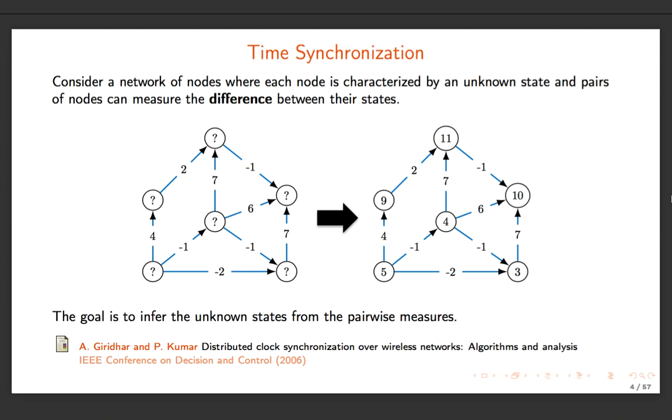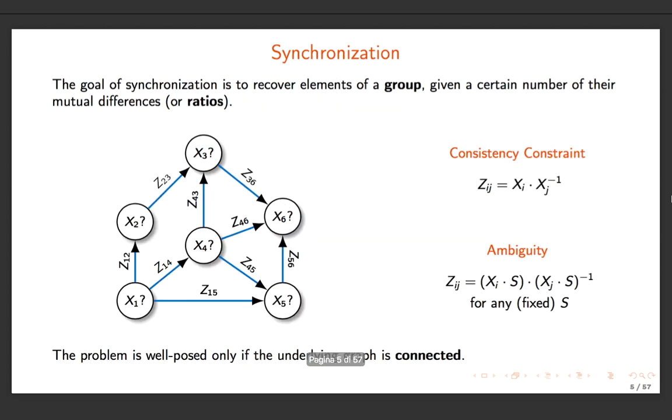This problem can be generalized considering a group instead of the set of real numbers. More abstractly, the goal of synchronization is to recover elements of a group, given a certain number of their mutual differences or ratios, depending on how the operation is called. The relation between unknowns and measures is called the consistency constraint. Observe that the solution is not unique, as it is defined up to a global product with any group element.